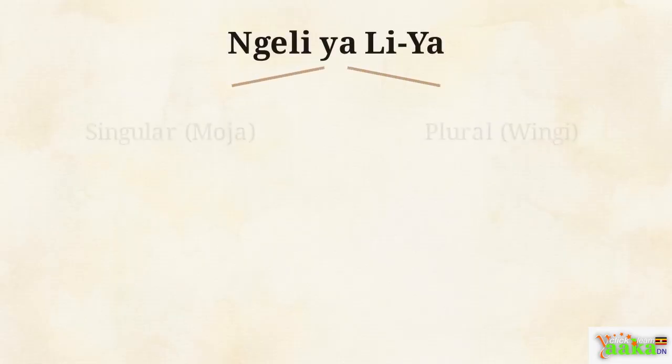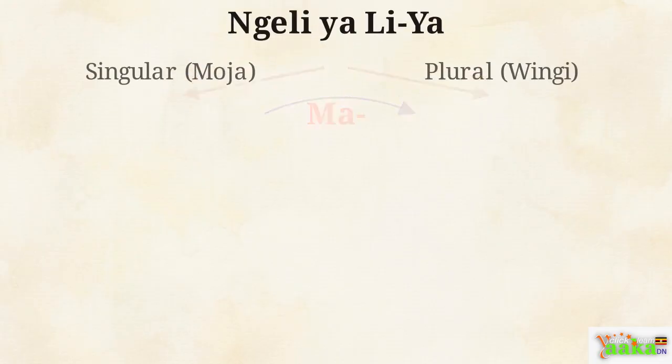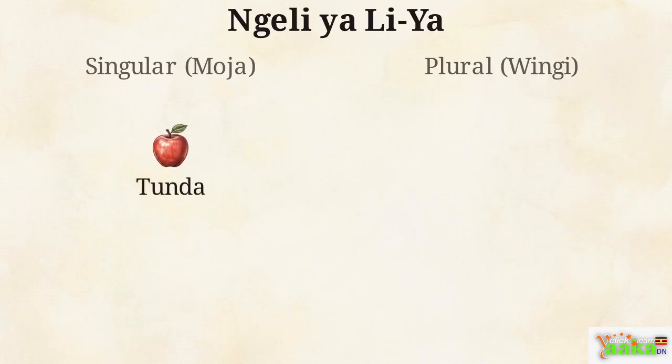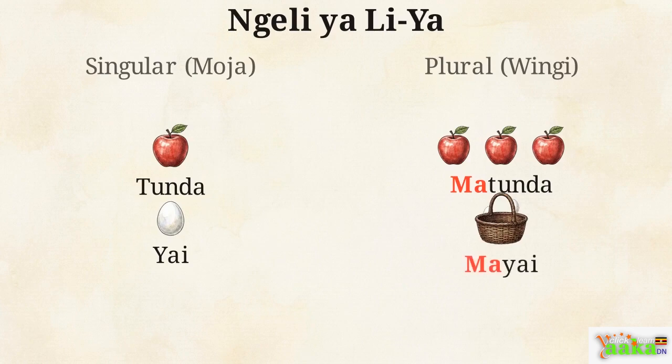When counting items, you must use the li-ya noun class. This class typically covers round or bulky objects, which take a ma prefix when they become plural. For instance, a fruit is a tunda, but several are matunda. One egg is a yai, while a basket of them are mayai. Some words are irregular. Jicho, meaning eye, drops the j to become macho when speaking about both eyes.